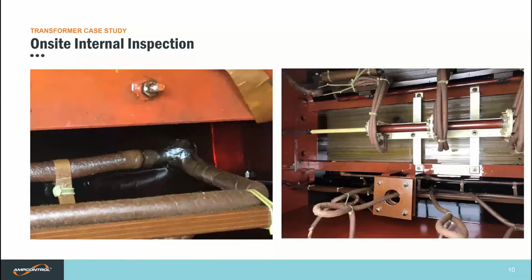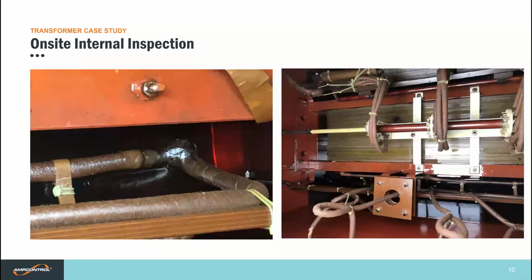So Ampcontrol did an emergency on-site transformer inspection. The oil was drained out of the transformer to the top of the core to complete the inspection. The inspection cover was removed. The engineers who were on site took photos of the core and the tap changer assembly.